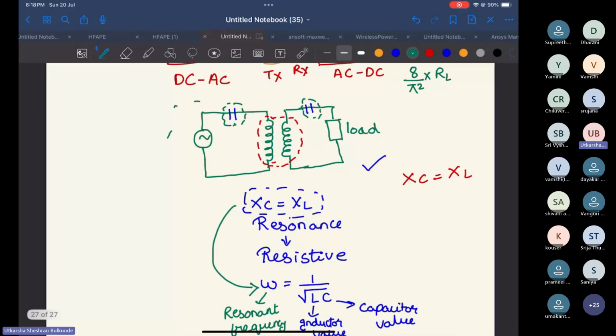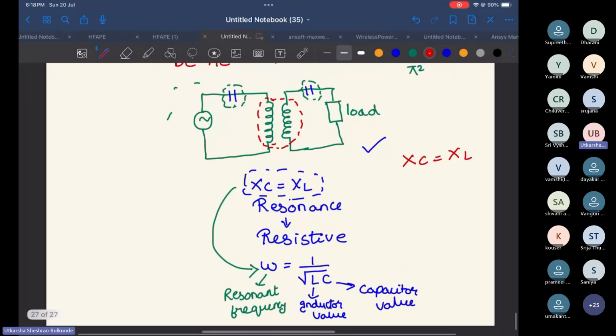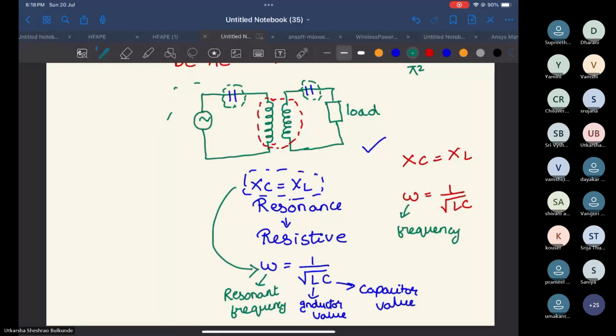So this will reduce the VA rating for your system, right? Through this, we have derived the condition for resonant frequency. Omega is equal to 1 over the square root of LC, right? This is the frequency at which you need to switch your converter so that your circuit will operate at resonance. Understood?